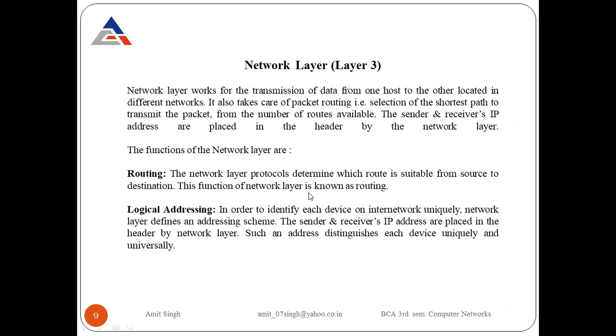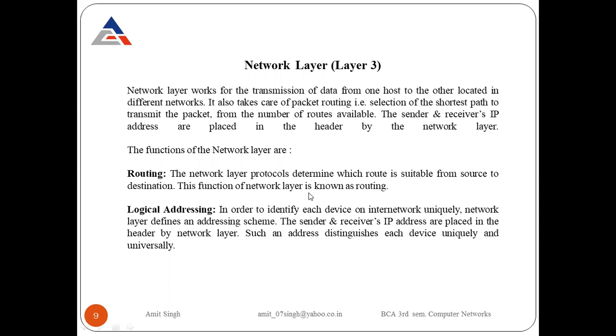So what are the functions of the network layer? The first thing is that the network layer basically works for the transmission of data from one system to another system, but that other system is located in a different network. What it means is that the network layer is responsible for communicating the data from one network to the other network. And the second and main responsibility of the network layer is that it also takes care of packet routing. Packet routing means selecting the different routes from sender to receiver.